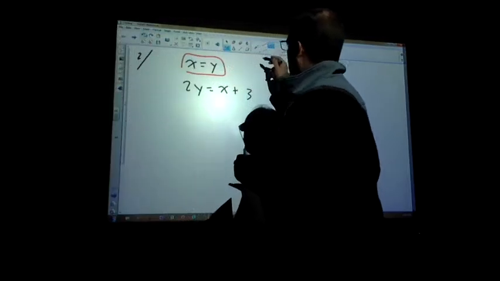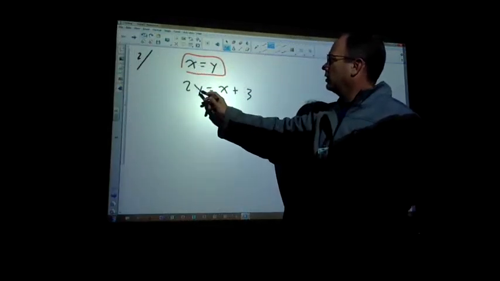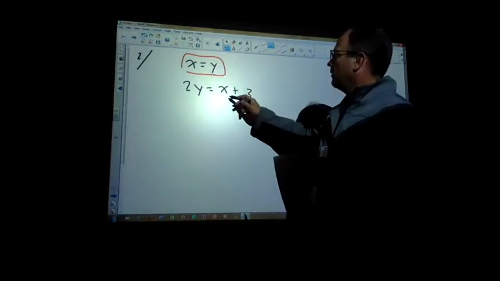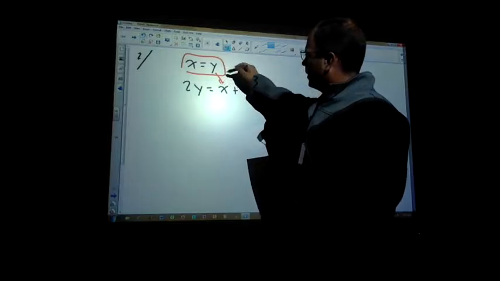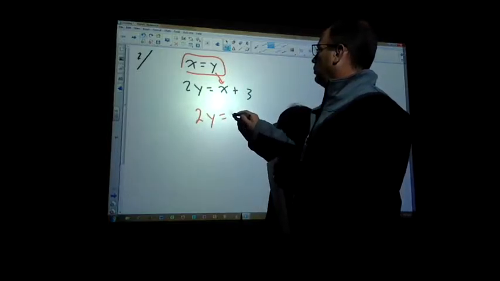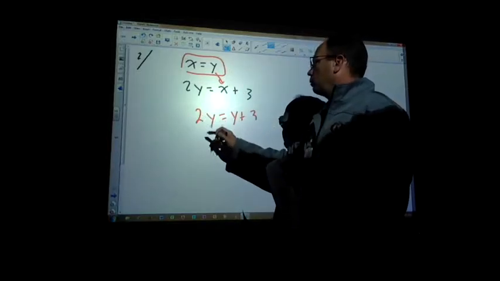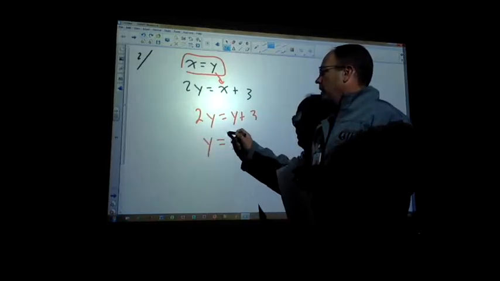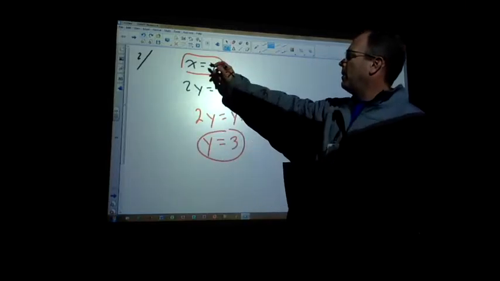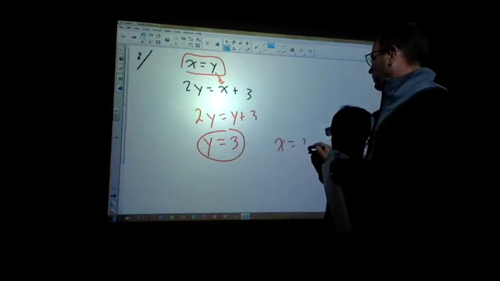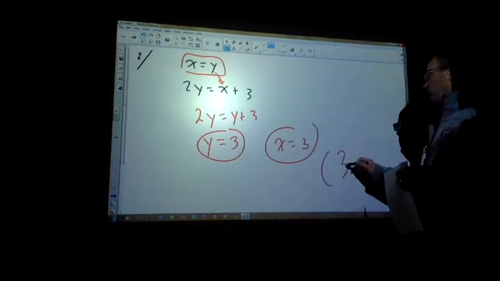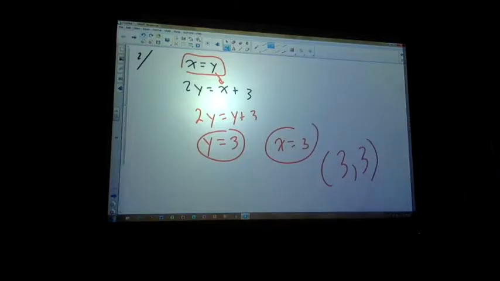So I can either plug x in for y or y in for x. Doesn't matter which one you do. So maybe I'll plug right here. So I get 2y is equal to y plus 3. Subtract y, so I get y over here. I get y equals 3. Plug that back in. And then if y is equal to 3, obviously x is equal to 3. So your answer is the ordered pair 3, 3.